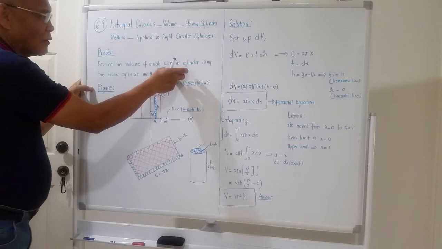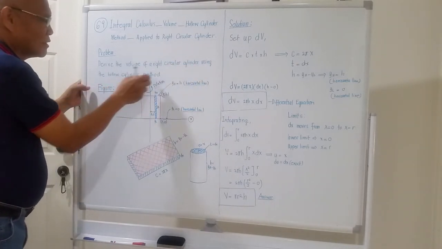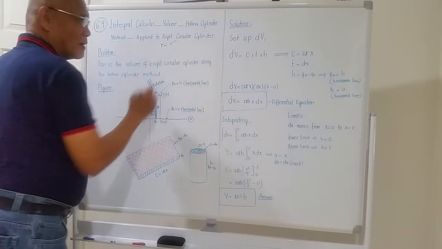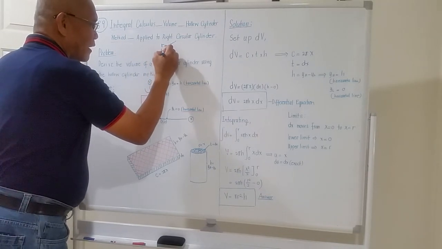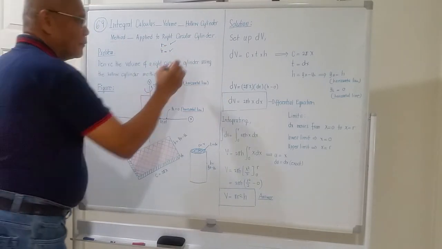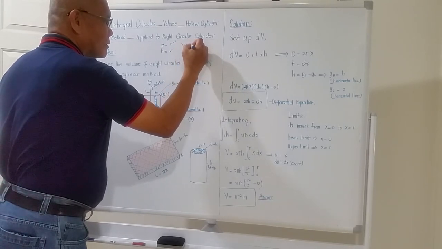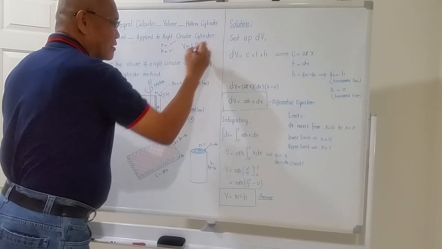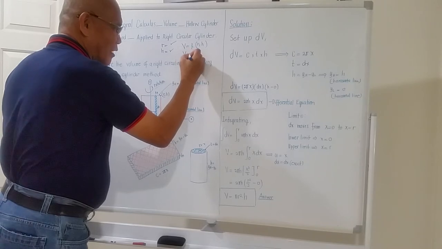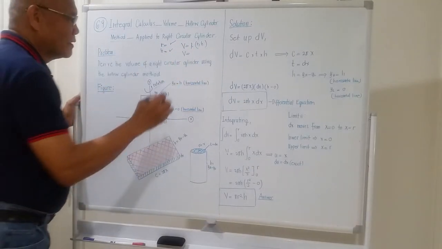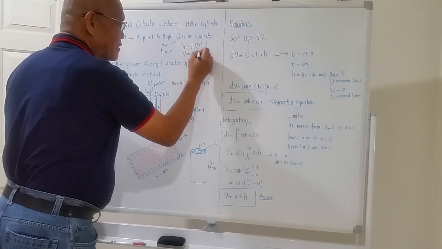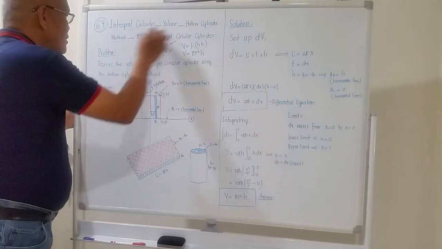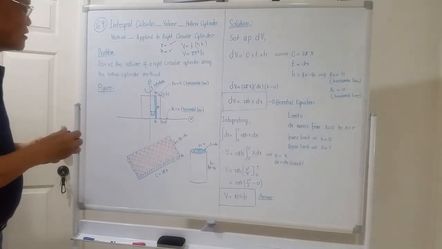Derive the volume of a right circular cylinder using the hollow cylinder method. Meaning, we are given the radius of the right circular cylinder and the altitude, and we are asked to find the relation of volume with respect to the radius and height. The required formula is supposed to be pi r square h, but this afternoon it is by using the hollow cylinder method. Okay, let's try to bring out the picture.